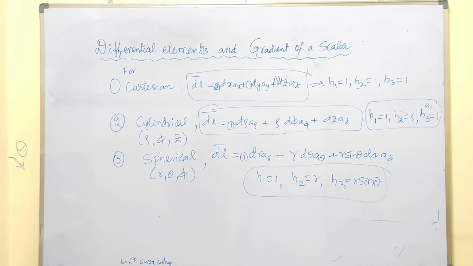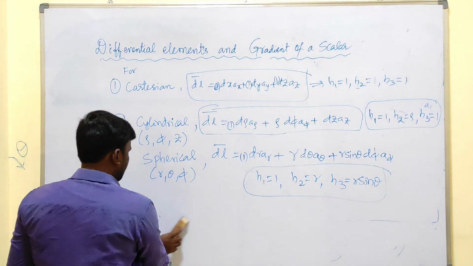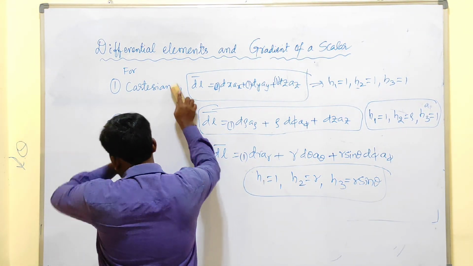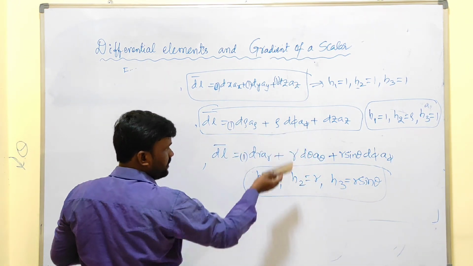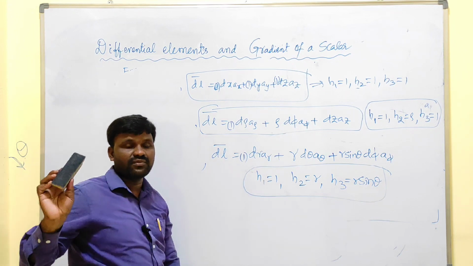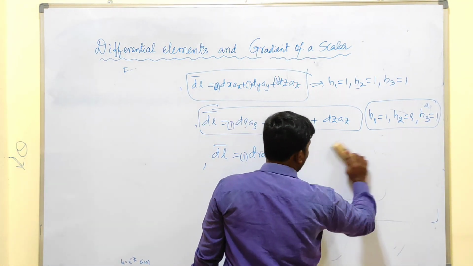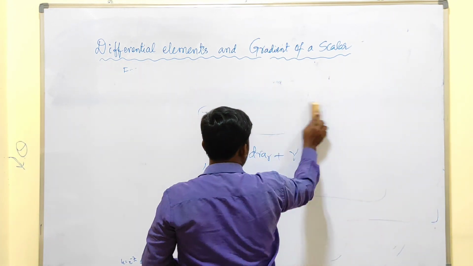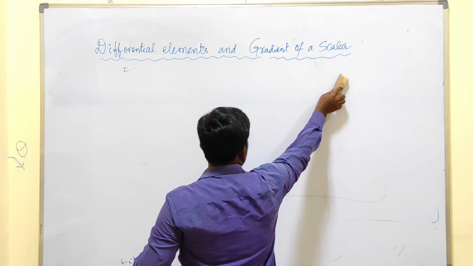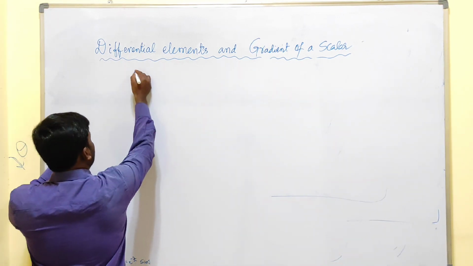Now we will discuss the gradient of a scalar function. Please note down these things. These h1, h2, h3 are very helpful to derive our gradient, divergence, curl in different coordinate systems. Now we will move on to the gradient of a scalar function.